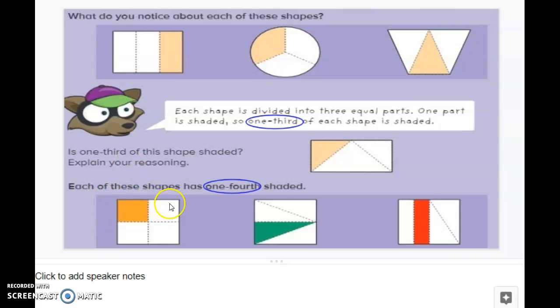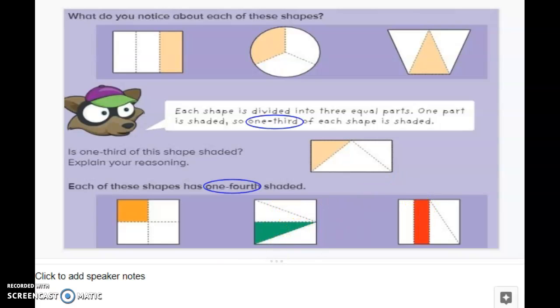So here, each of these shapes has 1/4 shaded. Earlier we said 1/3 because 1 equal piece out of 3 equal pieces was shaded. Now we have 1 piece out of 4 shaded. Yes? So that would be one-fourth written in word form like this. Or it could be 1/4. But today we're practicing word form. So 1 out of 4 shaded here. 1 out of 4 equal pieces here.